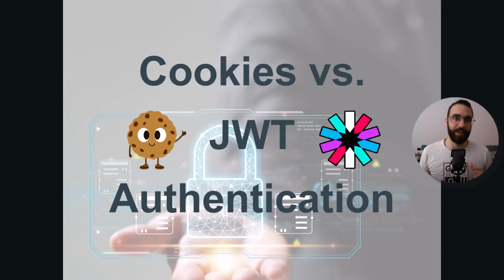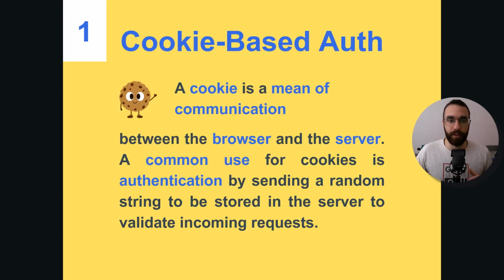So regardless of that, let's get back to business and discuss the first type of authentication, which is cookies-based authentication. Now, in order to understand cookies-based authentication, we need to understand what cookies are in the first place. Regardless of what people tell you on YouTube, cookies are just a means of communication. It's just a way to communicate any piece of string. So anything that we can send as a string can be sent by cookies. But mainly, a common way of using cookies is authentication.